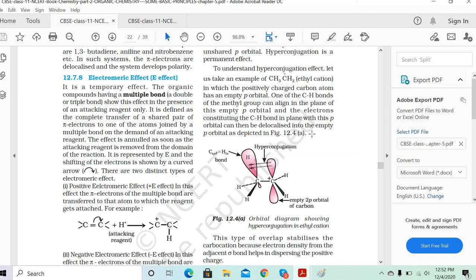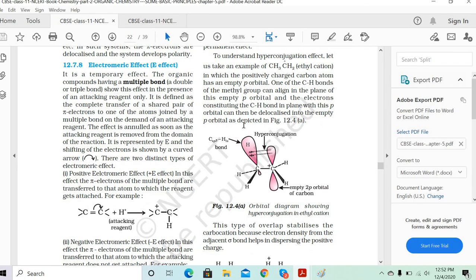Now in the case of the ethyl example, let's try to understand what happens. In what you have drawn here, between the first carbon atom and the H, you see there is a sigma bond. The H is attached to the carbon by a single bond, right?